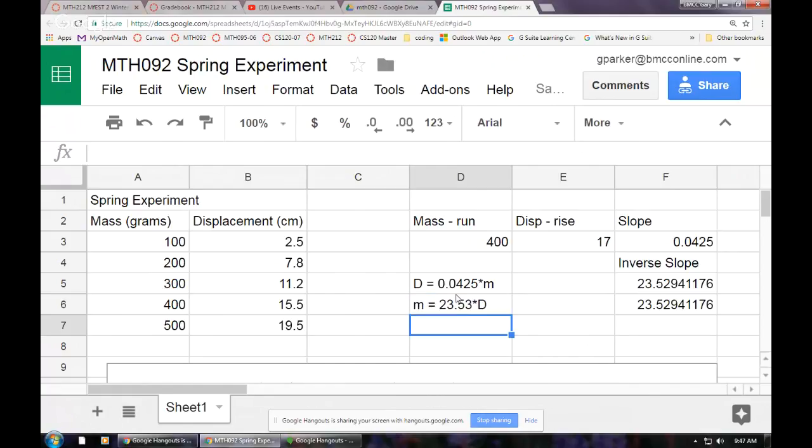So that's an alternative model here. Calculate the mass based on the displacement. Now, we found the displacement for the mystery cup was 13-ish. I thought it was a little more than 13.